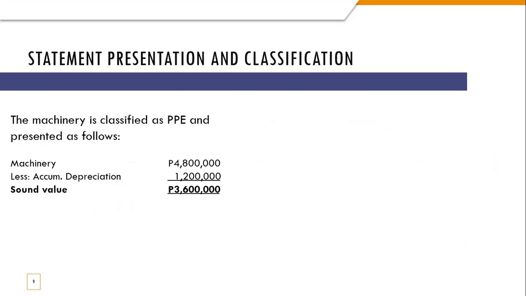Now, statement presentation and classification. So, the machinery is classified as PPE and presented as follows. Machinery, 4.8 million, less accumulated depreciation of 1.2 million, then you get the sound value of 3.6 million.